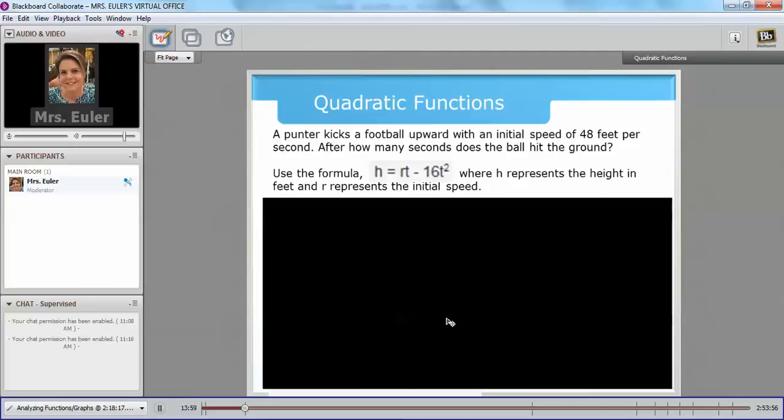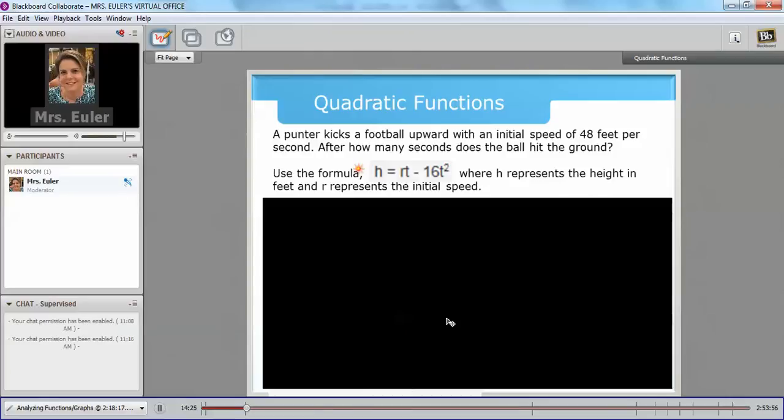A punter kicks a football upward with an initial speed of 48 feet per second. After how many seconds does the ball hit the ground? Use the formula. This is nice. They give us the formula right here. Use the formula h equals rt minus 16t squared, where h represents the height in feet and r represents the initial speed. All right. So they give us this formula.